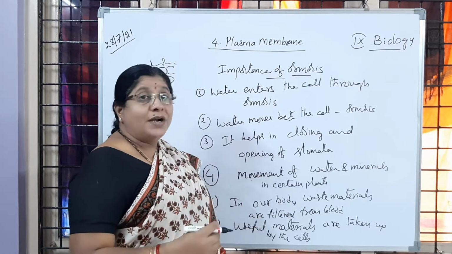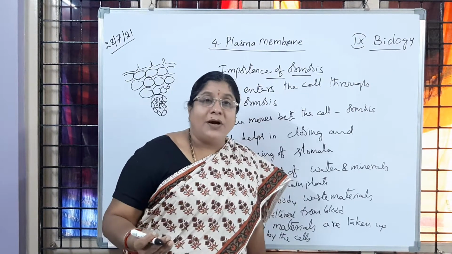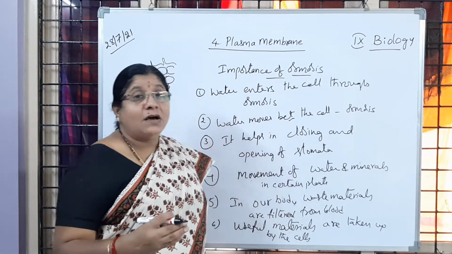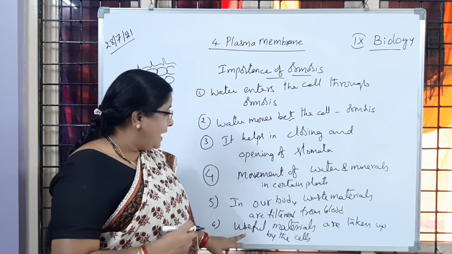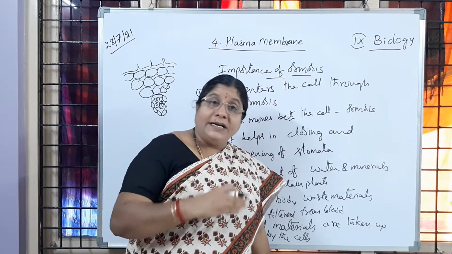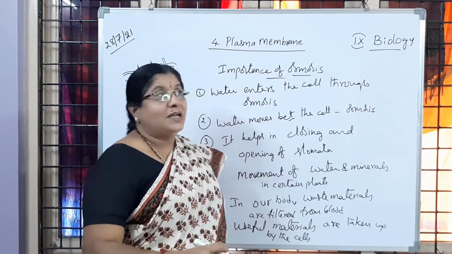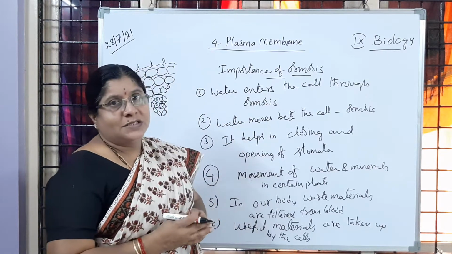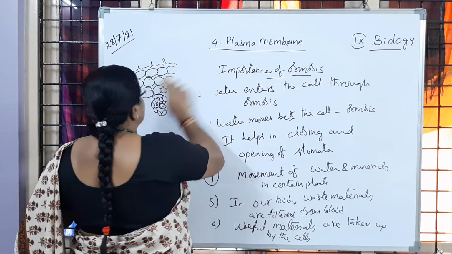Then in our body especially, waste materials are sent out of the body by the kidneys, from the blood, because of osmosis. And useful materials are taken up, or transported from one cell to another cell, also because of the process of osmosis. Is it clear to you? So like that, this is the importance of osmosis.